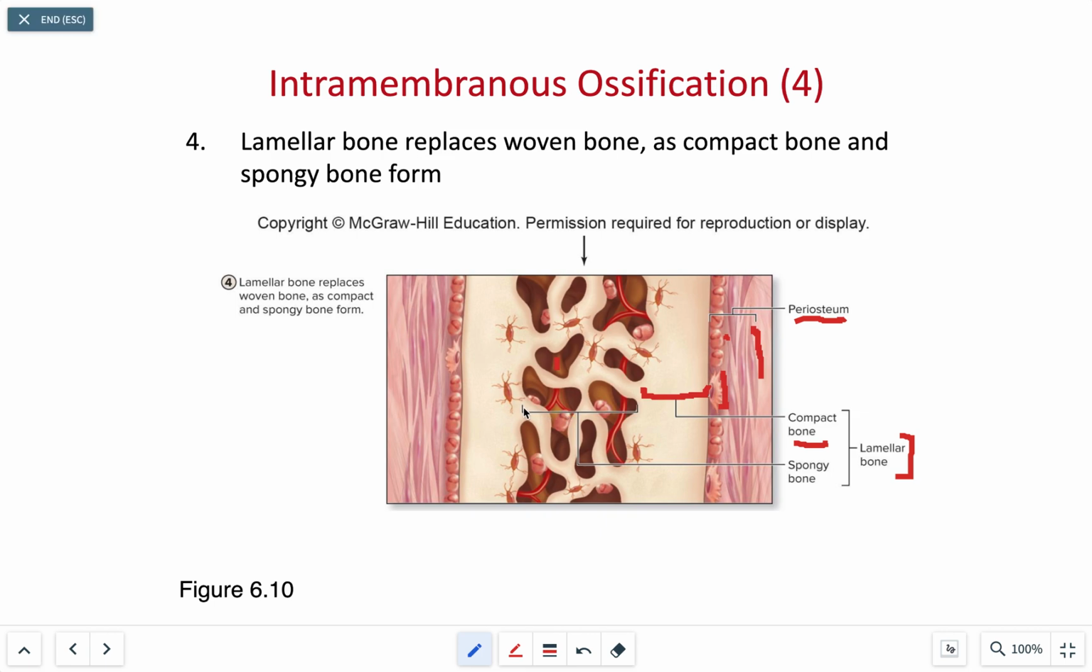These are eventually going to transition to the osteocytes. And then we see another layer here of compact bone, and then finally we see the periosteum, which has the osteoprogenitor cells and the osteoblasts located on the outside.